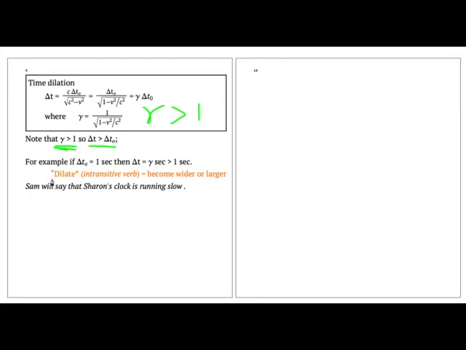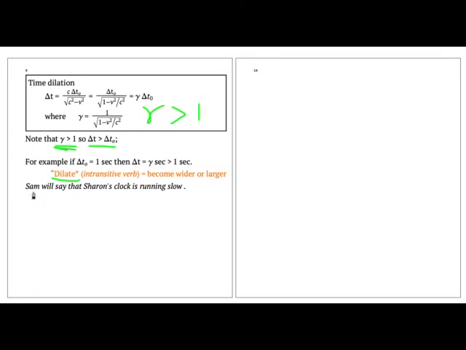What's the meaning of the word dilation? Well, it comes from the verb dilate. Dilate is an intransitive verb, which means become wider or larger. So when you dilate your pupils at the ophthalmologist, your pupils get wider. They're dilated. Well, the time here is dilated. It's longer.